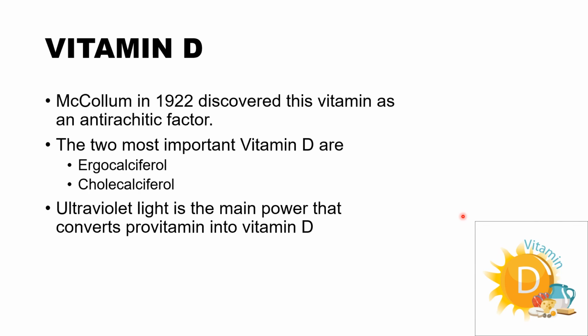So, another one is vitamin D, which is also discovered by McCollum in 1922 as an anti-rachitic factor. So, the most important vitamin D, may dalawa yan. You have yung ergocalciferol and then the cholecalciferol na tinatawag. So, yung vitamin D, it can be synthesized in the skin. The ultraviolet light is the main power that converts yung provitamin into vitamin D. So, yun yung kaya sinasabi nila na para magkaroon ka or may sufficient vitamin D ka, magpa-araw ka. Kasi yung ultraviolet light na nanggaling sa sun, it can convert yung provitamin that are present in our body into vitamin D.